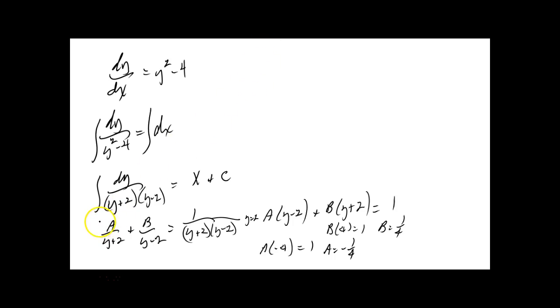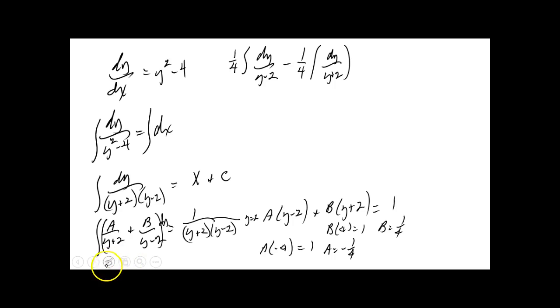Okay. Now we want to integrate this thing, which was the same as that thing, dy, but we're going to put in those values. So this would be the integral of, and I'm going to put the b first because it's positive, 1/4 dy over y minus 2, minus 1/4 times the integral of dy over y plus 2.